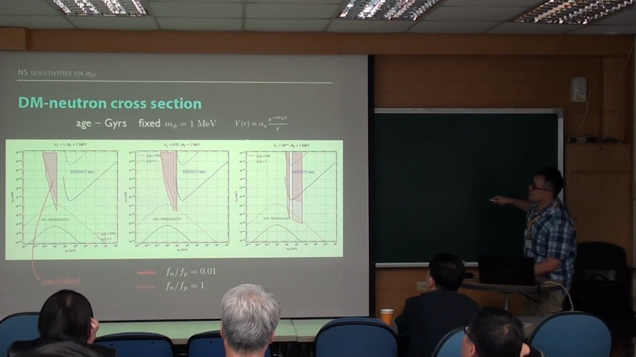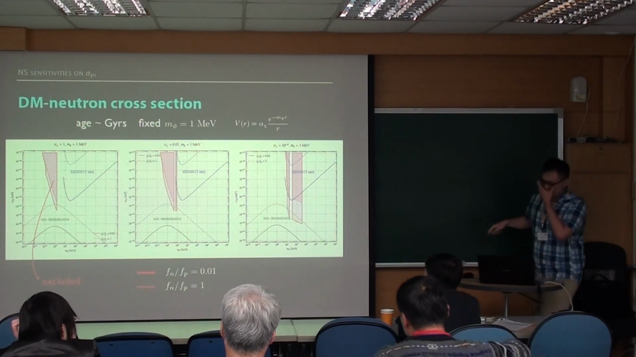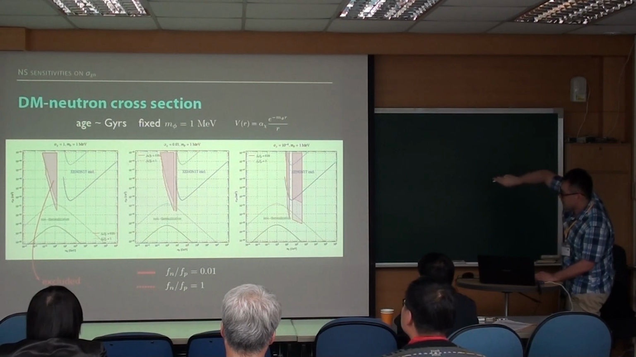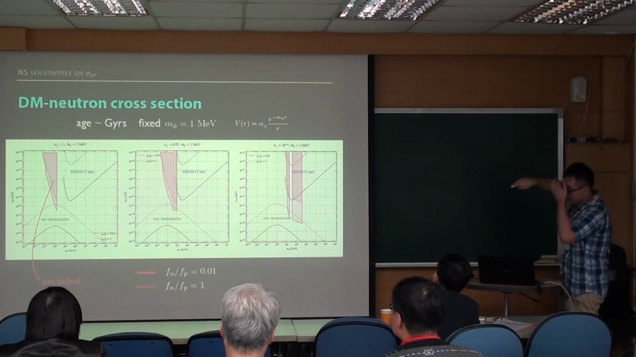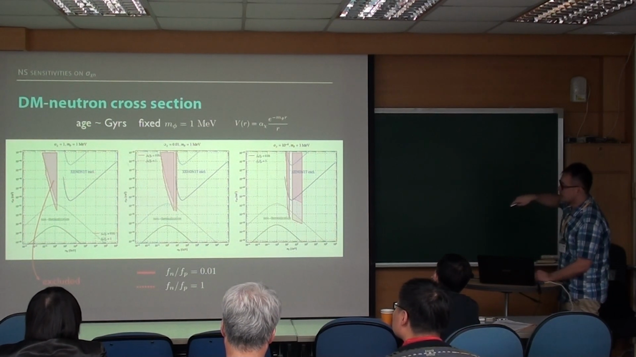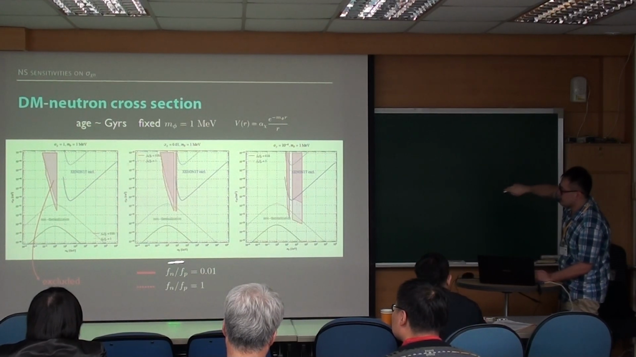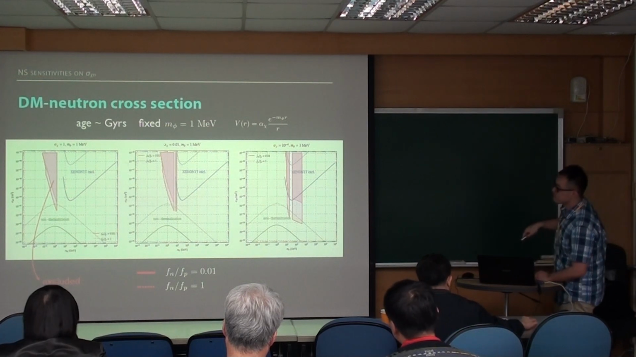In the slide, I fix the median. The median mass is around 1 MeV. So in these three plots, the horizontal axis is the mass of the dark matter, and the vertical axis is the dark matter-neutron cross-section, which of course depends on the dark matter-proton cross-section, depending on the isospin violation parameter here.